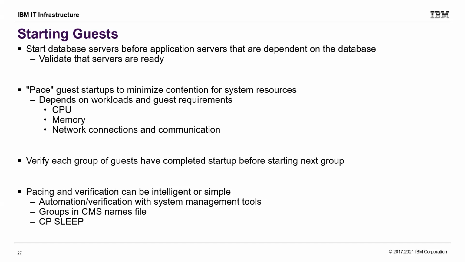Doing this sequentially, depending on your workload and your resources, in a lot of cases will get everything up and running, in some cases sooner than if you try to start everything at once, because the contention will cause delays. This pacing and verification can be something very intelligent and sophisticated, again using the automation tools, or it can be as simple as a script where you issue a set of commands, sleep for a while, then issue another set of commands. So there are several degrees of sophistication you can use in automation.